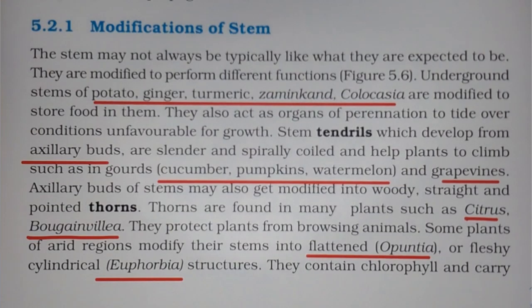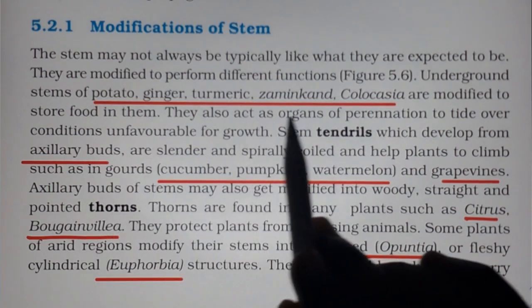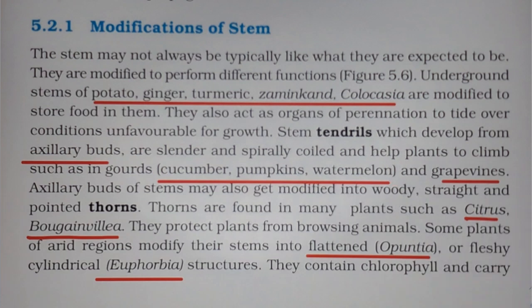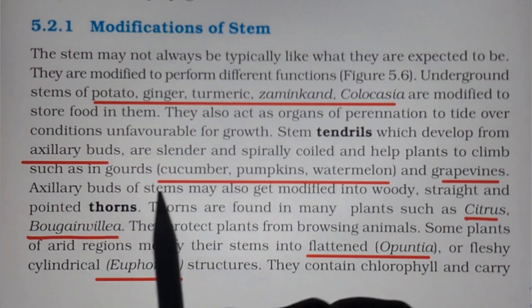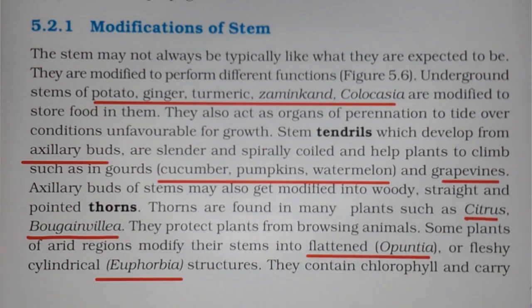The examples are very important. You have to understand the function as well as the example. Underground stems are potato, ginger, turmeric, zaminkan and colocasia. They are modified to store food in them. This is the function. Next, stem tendrils develop from axillary buds, as seen in gourds like cucumber, pumpkin, watermelon and grapevines. Next, thorns are for protection of the plants from browsing animals. Examples are citrus and bougainvillea.